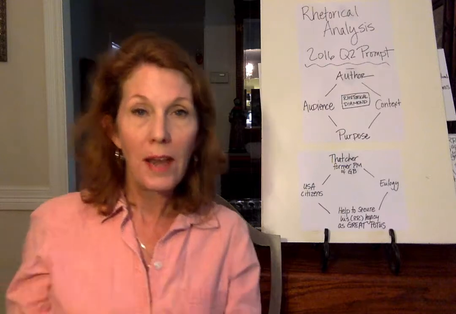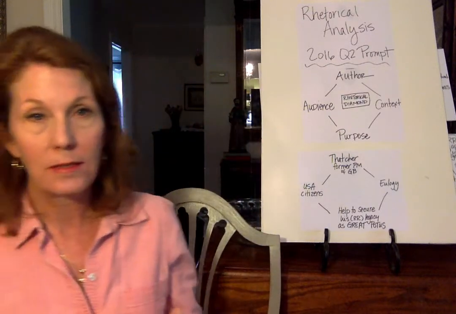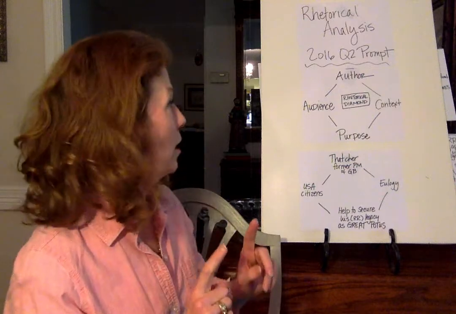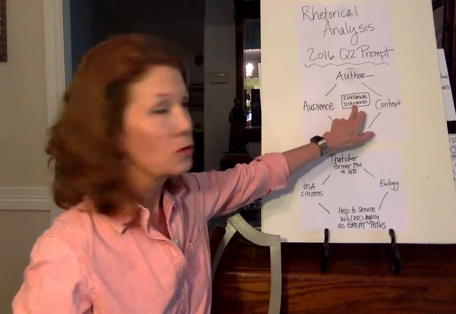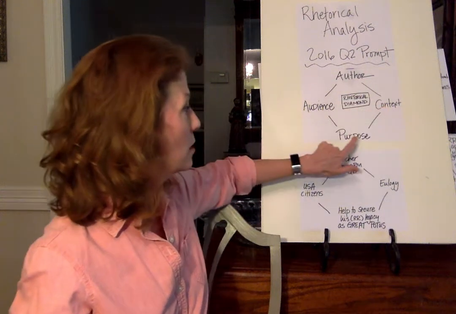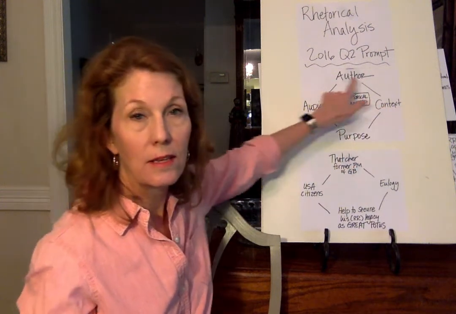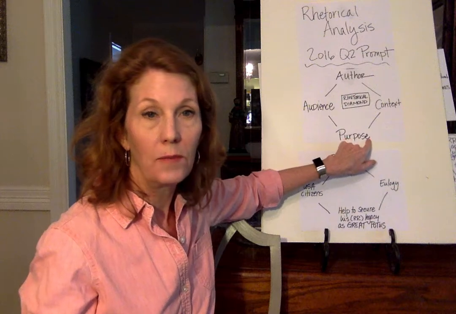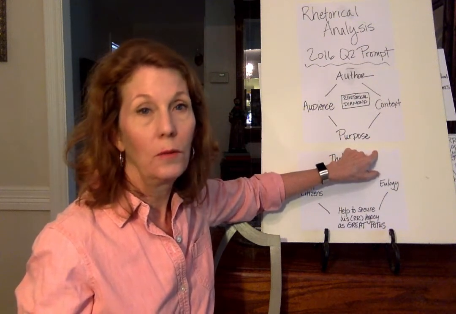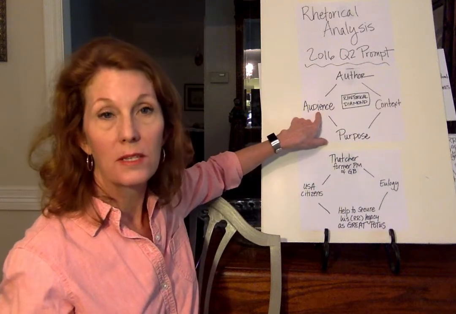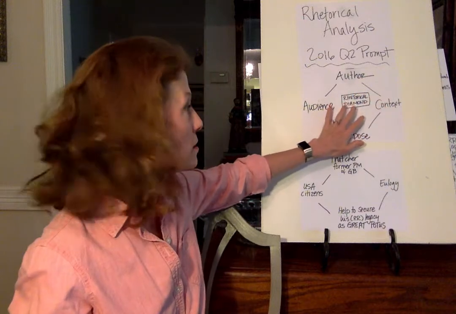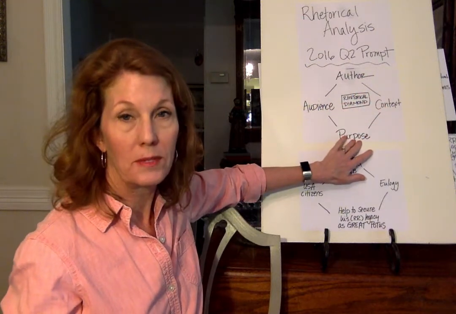Okay, so whenever we do a rhetorical analysis, we are looking at the rhetorical diamond. We want to know how the author, the context, the purpose, and the audience interact. Okay, so we want to use this terminology too. We don't want to say reader, we want to say audience. We want to use this lingo: author, context, audience, and purpose.